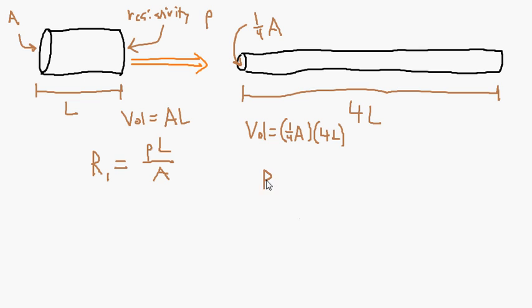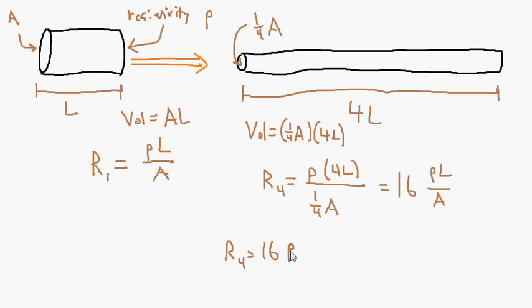And so plugging that in here, I'll call this guy R4 since he's the one that's 4 times as long. So rho times 4L, because it's 4 times as long, and then the area is 1/4, so you divide by 1/4 A, and what you get is 16 rho L over A, and that is 16 times R1. So R4 is 16 times R1. So moral of the story is if you want more resistance with the same amount of stuff, make it longer, and you'll get a whole lot more resistance.